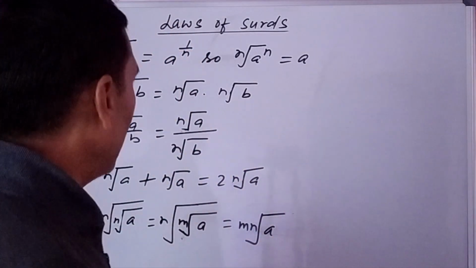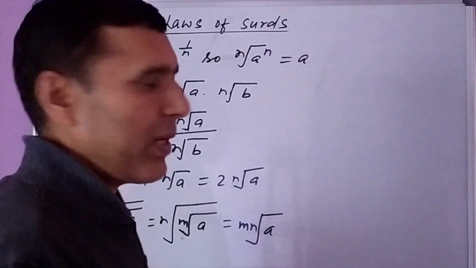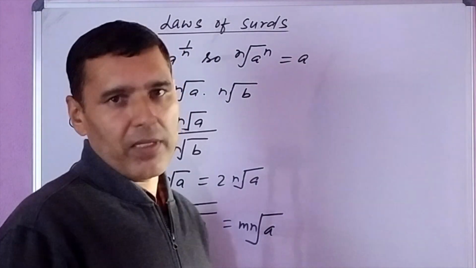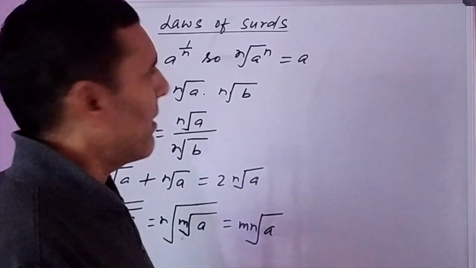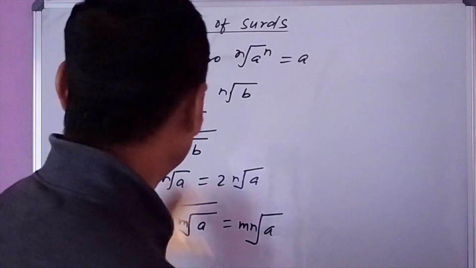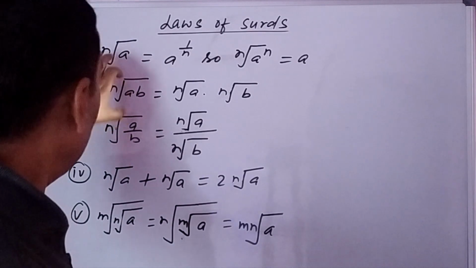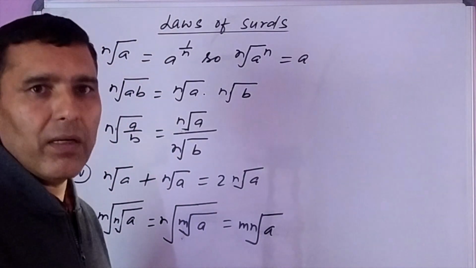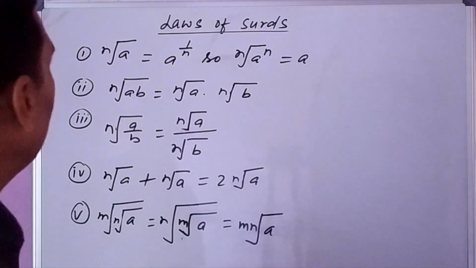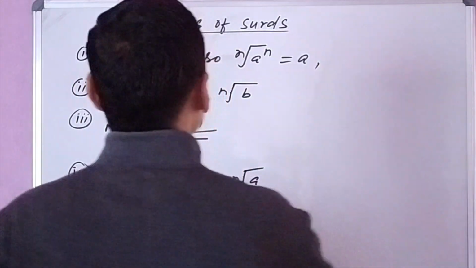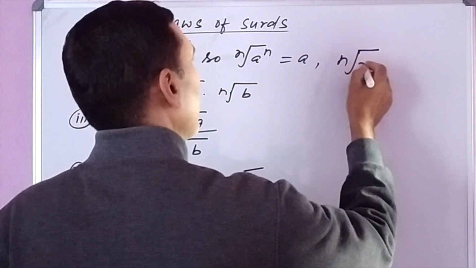So these laws of surds are actually the rules of surd operations: addition, subtraction, multiplication, division, even for solving equations involving surds. Before starting the exercise or surd operations, if you know these rules, it will be very useful for us. So we have some working rules here. Laws means the working rules, operational rules. So the first rule is this, which is the root law of indices as well, because we are using this law.